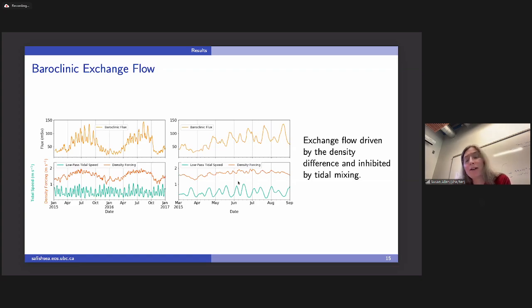If I jump over here and look at things that I can see on a smaller time scale, in the green here is the low pass tidal speed. So this is a measure of how strong the tides are, and is showing our measurement of mixing. Stronger the tides, the more mixing. And we can see that there's a very strong negative relationship here. When the tides are strong, the flux is slow. When the tides are weak, the flux is strong. And so we have exchange flow driven by density difference, inhibited by tidal mixing.